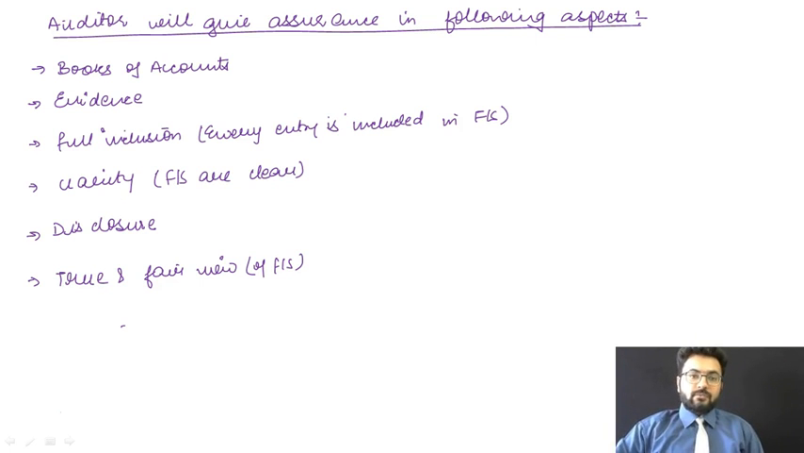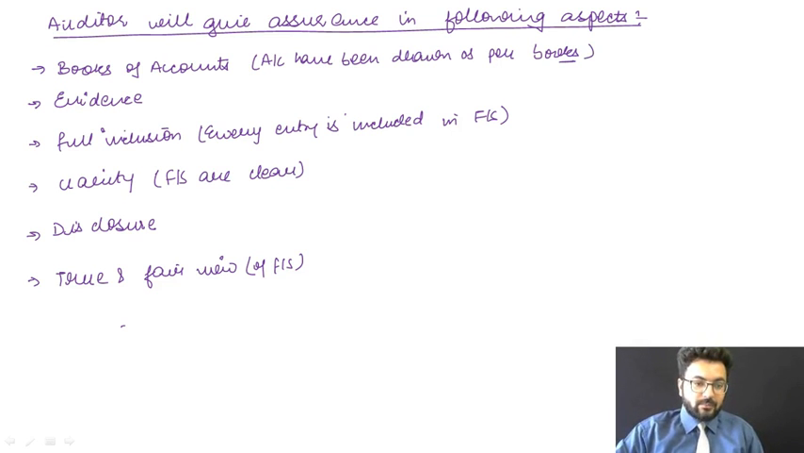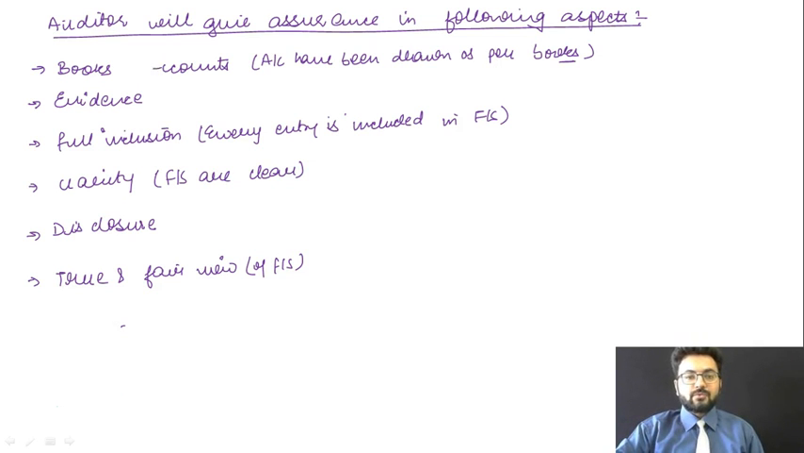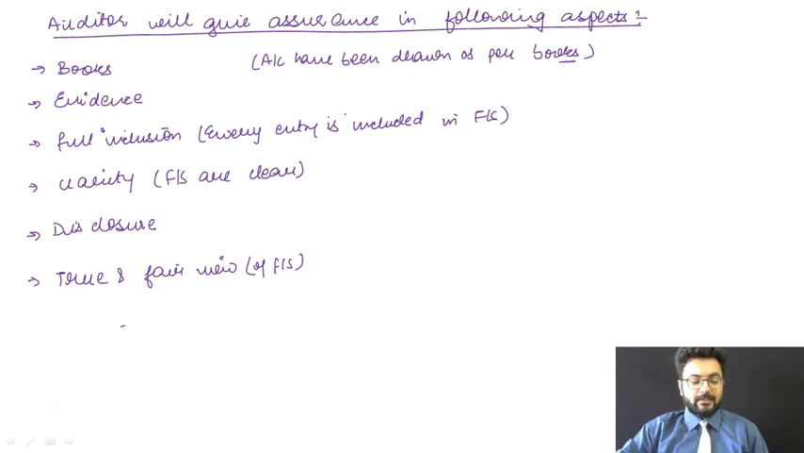Right? Accounts have been drawn as per books. You are going to write only books over there. Whatever the books, whatever basically the petty cash book or the ledgers which you have maintained, your accounts are totally prepared on the basis of those books which you have prepared. Okay, got my point?